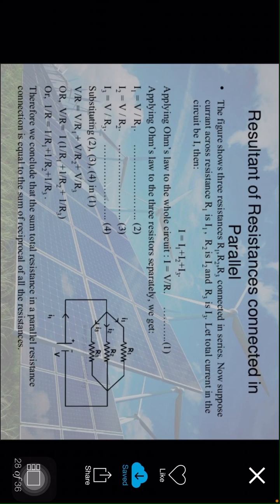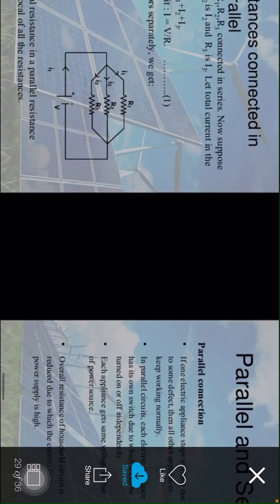Substituting 2, 3, 4 in equation 1, V by R is equal to V by R1 plus V by R2 plus V by R3. Therefore, V by R is equal to V into (1 by R1 plus 1 by R2 plus 1 by R3). So the V cancels, and we get 1 by R equal to 1 by R1 plus 1 by R2 plus 1 by R3. Therefore, we can conclude that in a parallel connection, the reciprocal of the total resistance is equal to the sum of the reciprocals of all the resistances.